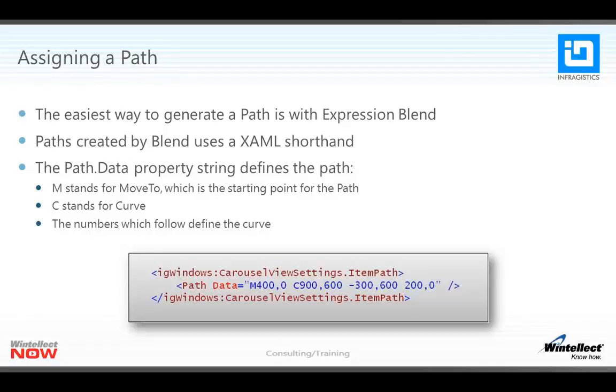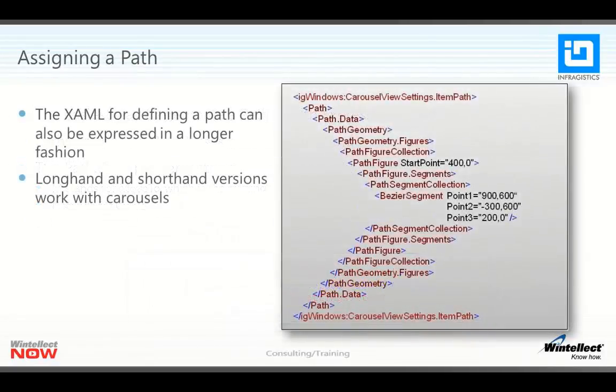The Path.Data property defines the path. The shorthand is shown in the XAML here. The M stands for move to, which is the starting point of the path. C stands for curve, and the numbers which follow the C define the curve. A XAML path can be expressed in a longer fashion as shown in the XAML here. Both longhand and shorthand versions will work with the NetAdvantage carousels.